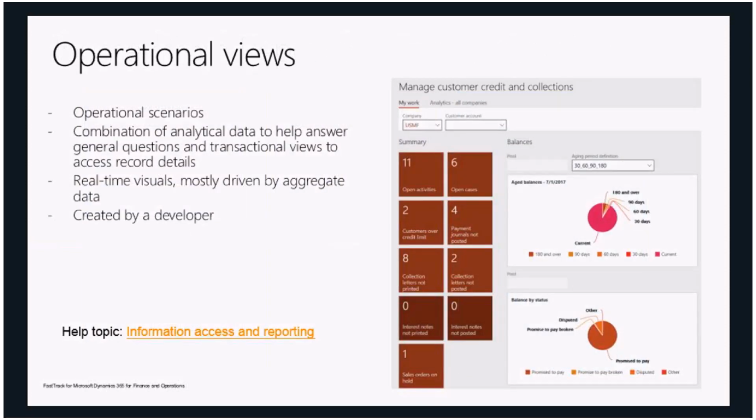So this is an example of one of those operational views. This is the credit and collections workspace from Finance and Operations 7.3, just with demo data. But you can see it has the charts, and obviously this was created by one of our developers. And it's a combination, like I mentioned before, of the analytical data in the charts and then transaction data for details. And the visuals are typically driven by aggregate data. That's the data without the vouchers, and typically coming from the data warehouse.